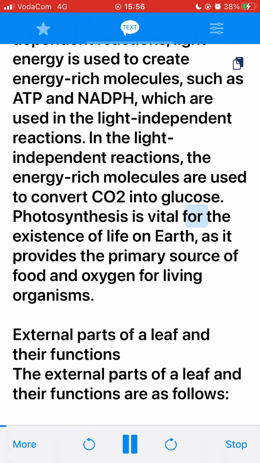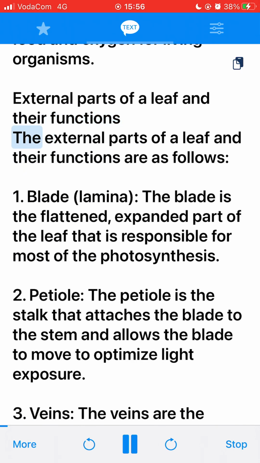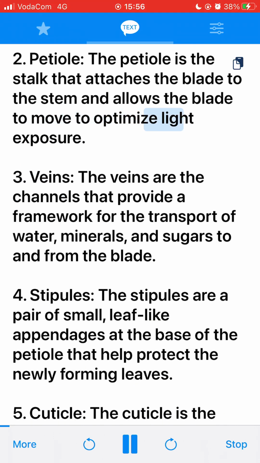Photosynthesis is vital for the existence of life on Earth, as it provides the primary source of food and oxygen for living organisms. External parts of a leaf and their functions. The external parts of a leaf and their functions are as follows. 1. Blade, lamina. The blade is the flattened, expanded part of the leaf that is responsible for most of the photosynthesis. 2. Petiole. The petiole is the stalk that attaches the blade to the stem and allows the blade to move to optimize light exposure.